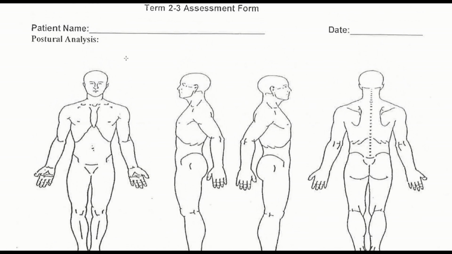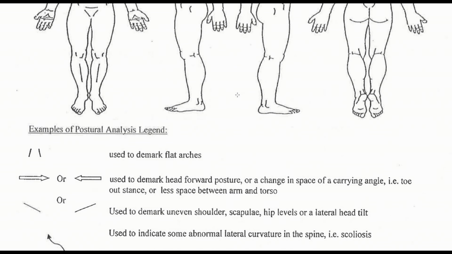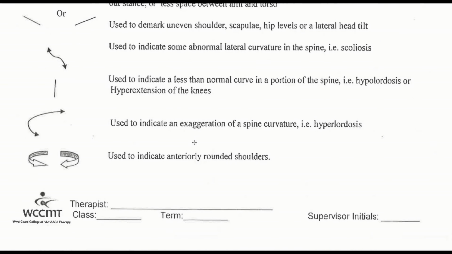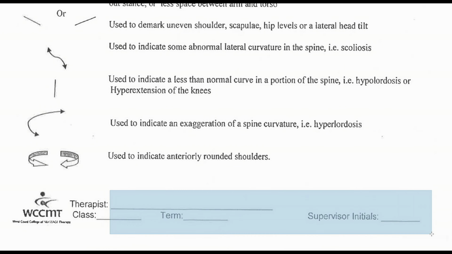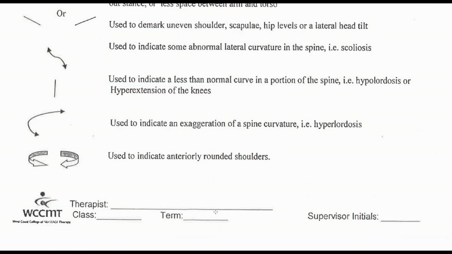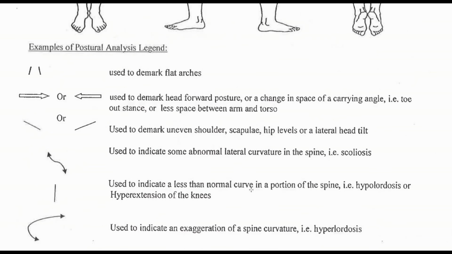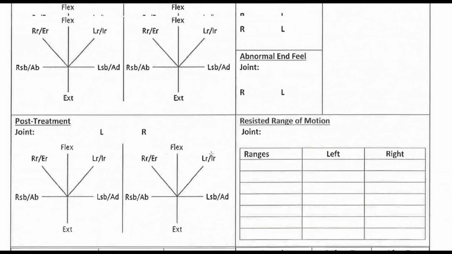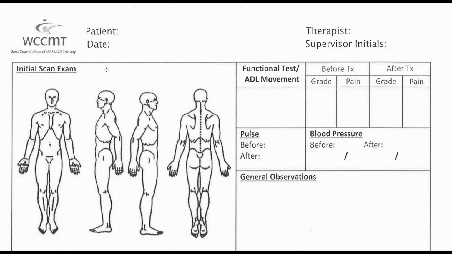And for alignments, again, your patient name and your date. You need to write everything down here. These are some of the examples that you could use, but we still want to see therapist, class, and term right here. Term is your term 1, and class is whatever your class is. It's not clinical assessment. Don't write down clinical assessment, write whatever your class is. Okay.